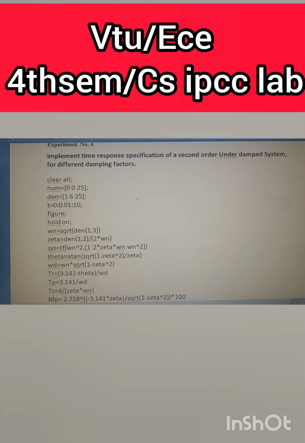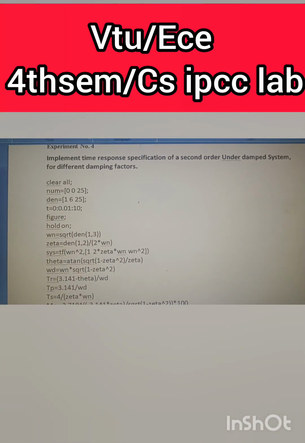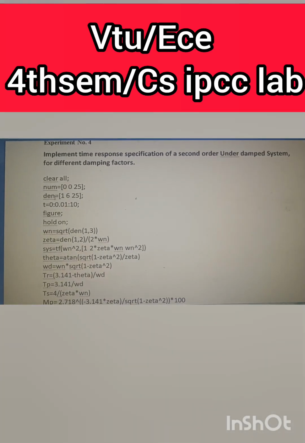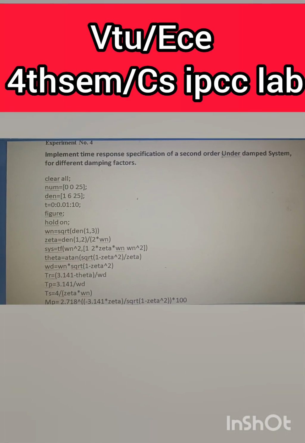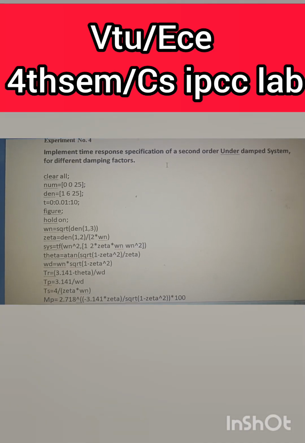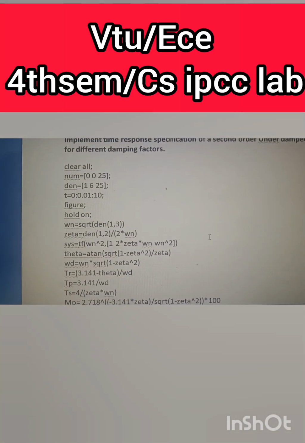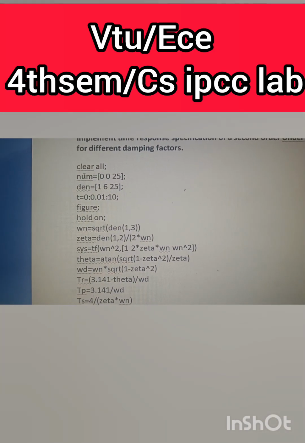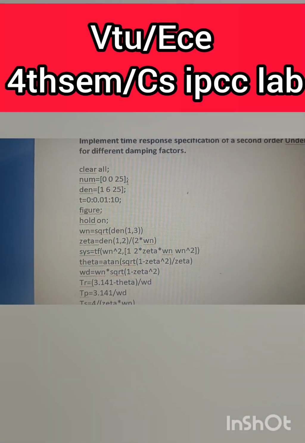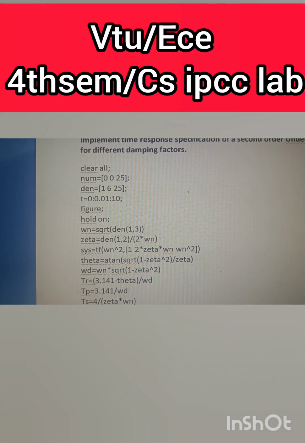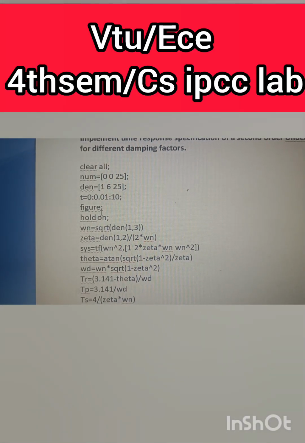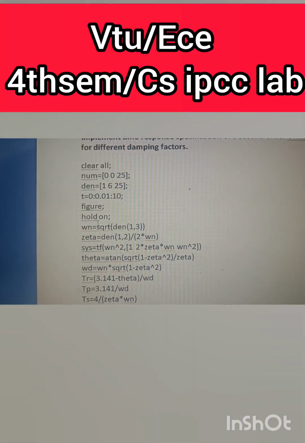So in this experiment we are going to see experiment number 4, that is program number 4: implement time response specification of second order underdamped system for different damping factors. I have written the MATLAB code, with numerator 25 and denominator [1 6 25], at time steps from 0 to 10, and the step size is 0.01, and figure displaying, hold on.